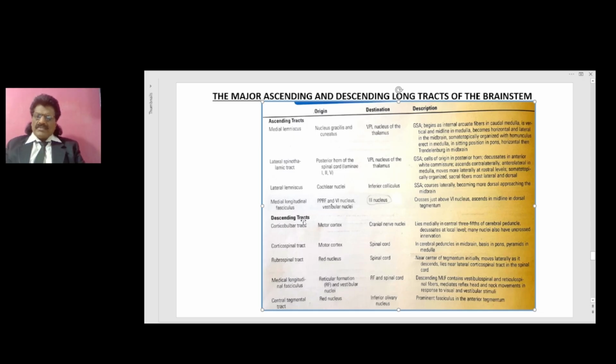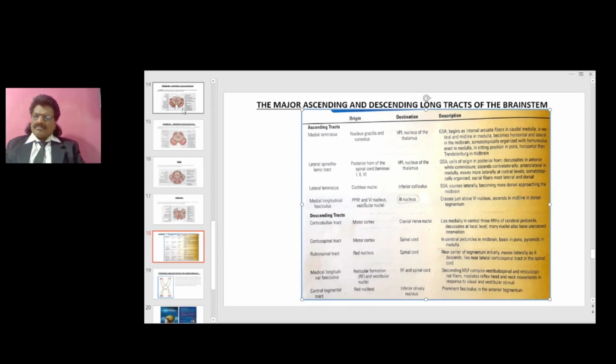Likewise, you have descending tracts: corticobulbar, motor cortex to the cranial nerve nucleus; corticospinal, motor cortex to the spinal cord; rubrospinal, red nucleus to the spinal cord; medial longitudinal fasciculus, reticular formation to the spinal cord; and central tegmental tract, red nucleus to the inferior olivary nucleus. So these are the ascending and the descending tracts.